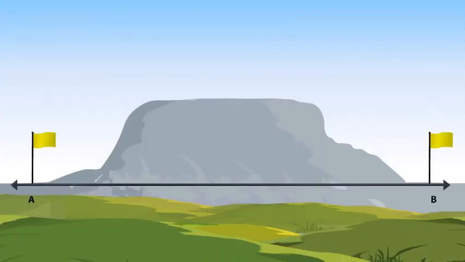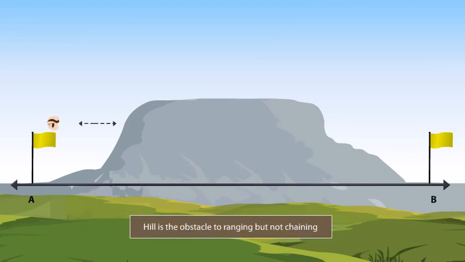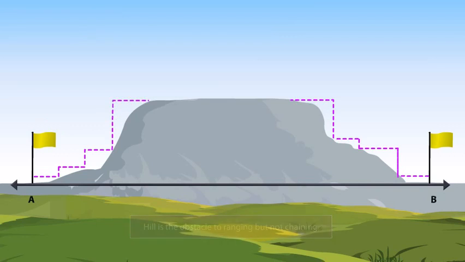Let's say you have to measure the horizontal distance between points A and B which are separated by this hill. These stations are not intervisible because the hill is the obstacle to ranging. Note that there is no obstacle to chaining as you can carry out stepping on the slopes of the hill.